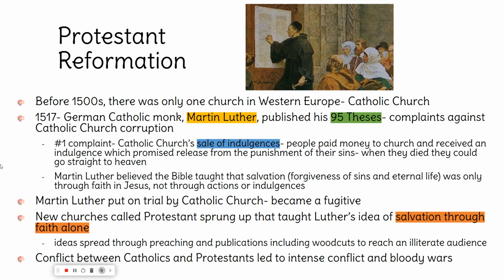So Martin Luther was put on trial by the Catholic Church. He became a fugitive. The new churches that sprung up were called Protestant and taught Luther's idea of salvation through faith alone. These ideas were spread through preaching and publications, including woodcuts, to reach an illiterate audience. And later in this unit, we have one of those woodcuts to look at. The conflict between Catholics and Protestants led to intense conflict and bloody wars.